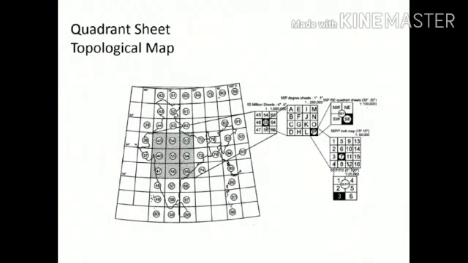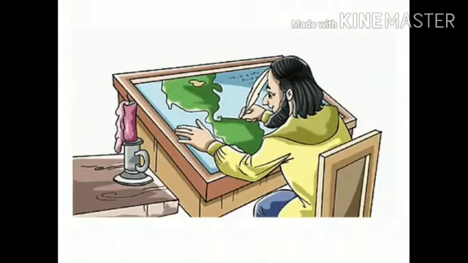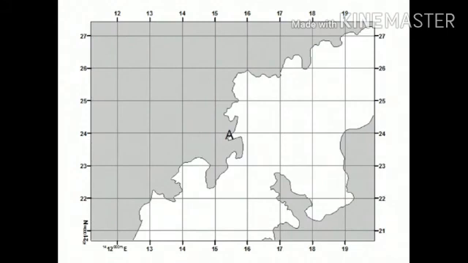These were the types of topo sheets. Now we will see how a cartographer draws a map. To draw a map, he uses the grid system. What is grid? A network of latitudes and longitudes is called grid. The grid is useful to locate places on the map.